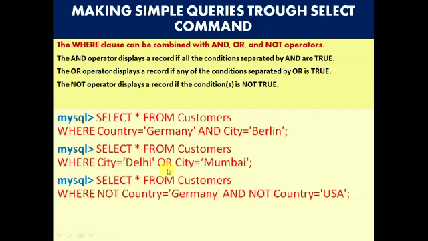Next we have used OR, city equals Delhi or city equals Mumbai. This means it will search for those records where either condition is true. Minimum one condition must be true. Next is NOT. In the last one, I want to search for all the records where the country is not Germany and the country is not USA. So we have written the condition country equals Germany, and before that we have written NOT, which means it will search for just the opposite, where the country is not equal to Germany and where the country is not equal to USA.